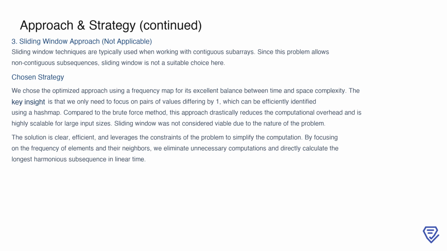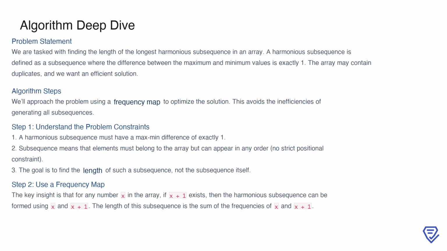In this problem, we are tasked with finding the length of the longest harmonious subsequence in an array. A harmonious subsequence is defined as a subsequence where the difference between the maximum and minimum values is exactly 1. Importantly, the array may contain duplicates, and we need to focus on finding an efficient solution since generating all possible subsequences would be computationally expensive.